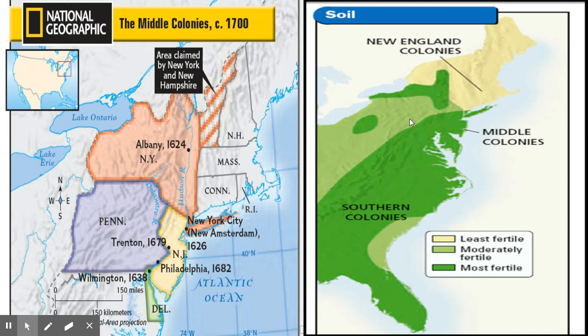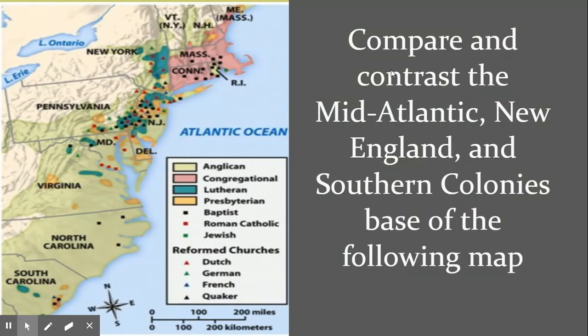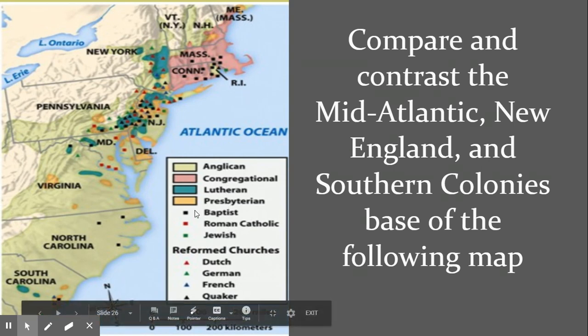You have a little bit that's good for it. You have some of it that's really good for farming, and then you have parts of it, like upstate Albany, New York, that is not good for farming and all that stuff. So think about it. When you talk about the Mid-Atlantic, the New England, and the Southern colonies based off the following map, look at them. What do you notice about all these? These are religions.